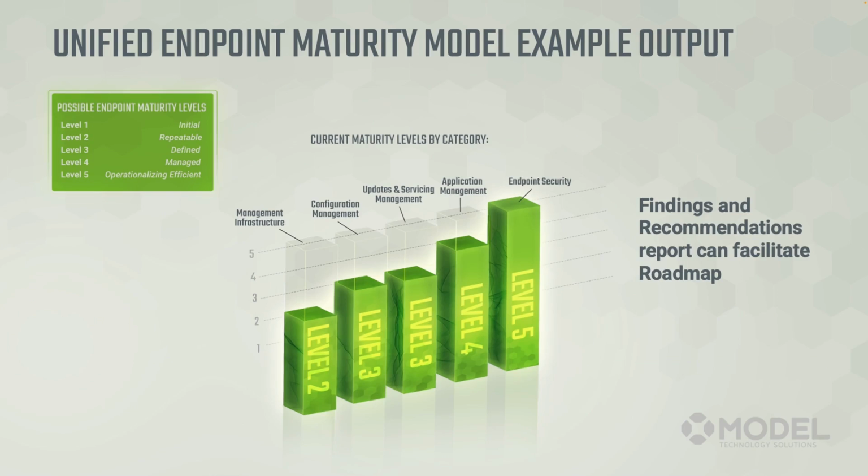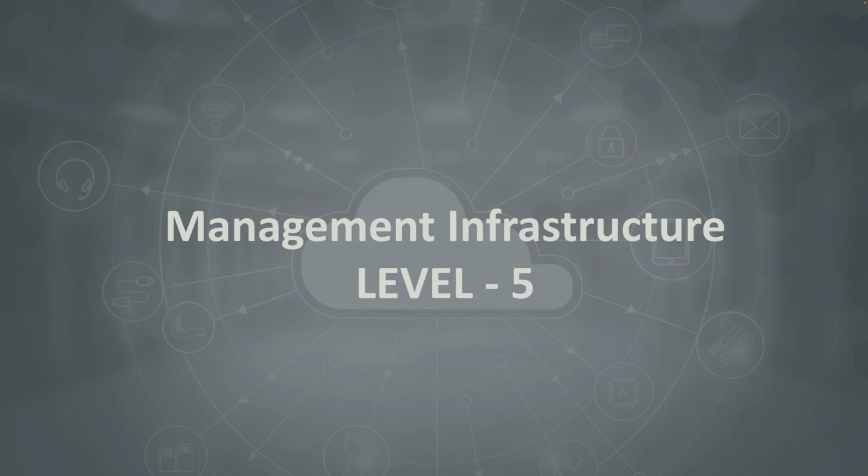This is an example of the type of output you would get from engaging with us on a maturity model assessment. We would rate your different categories by what level they are contained in maturity, and from that, we would give you a prioritized list of where to start to mature the certain area, all the different areas. So let's get into management infrastructure level 5.